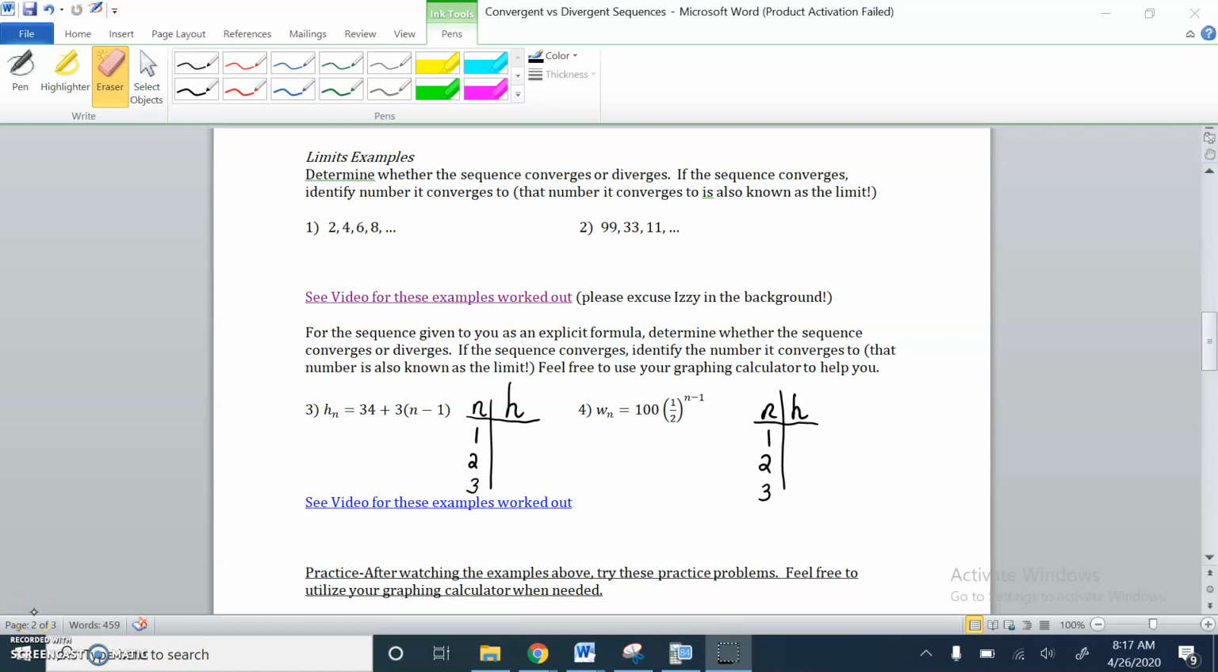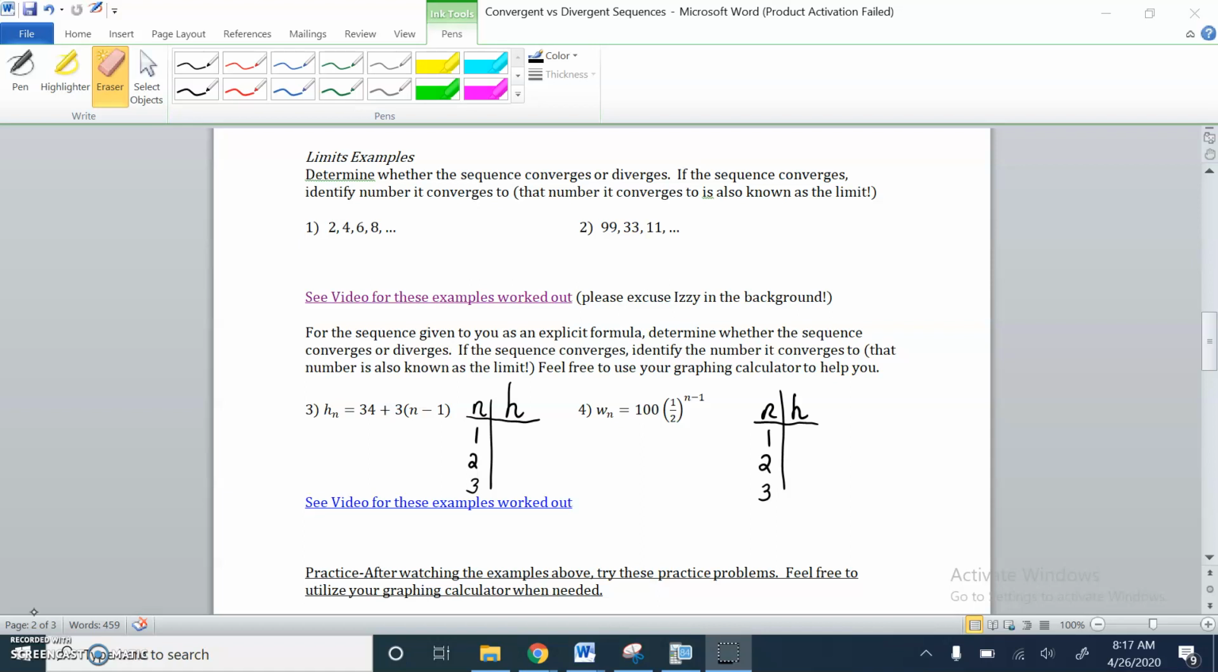Nicholson. I'm going to be doing examples 3 and 4 on the convergent versus divergent sequence notes here. Like examples 1 and 2 that Mrs. Gerber did a nice job explaining whether they converge or diverge, we're just going to look at it from a different perspective. We're going to look at it from the explicit formula side of things.